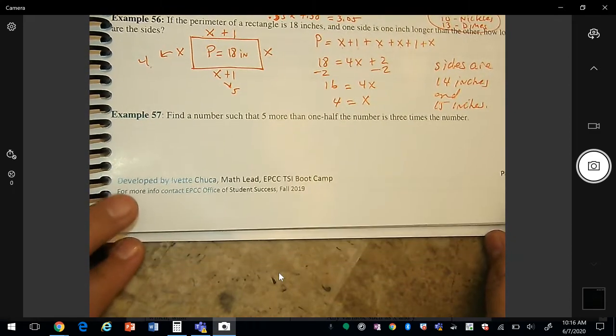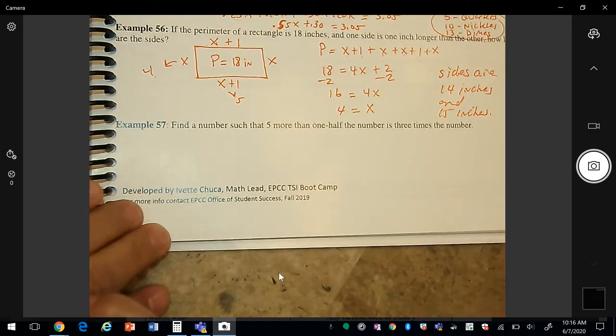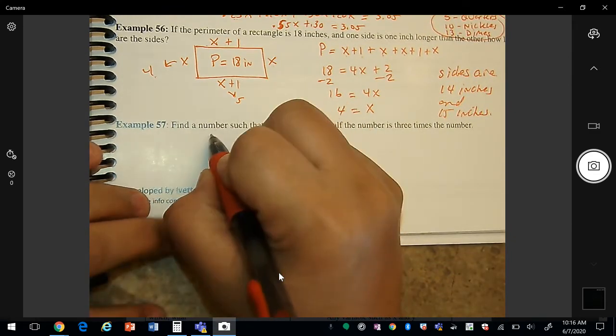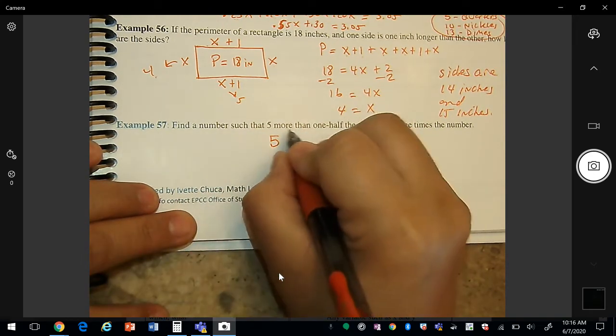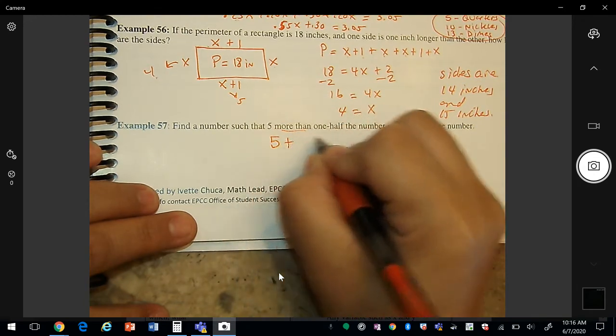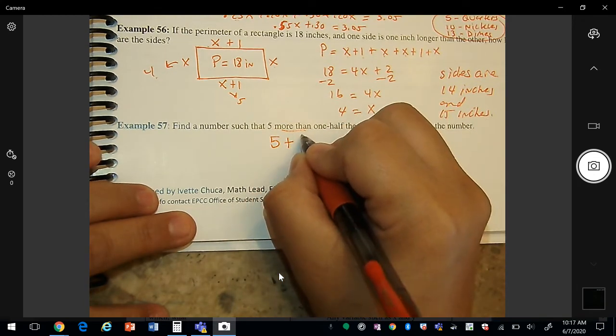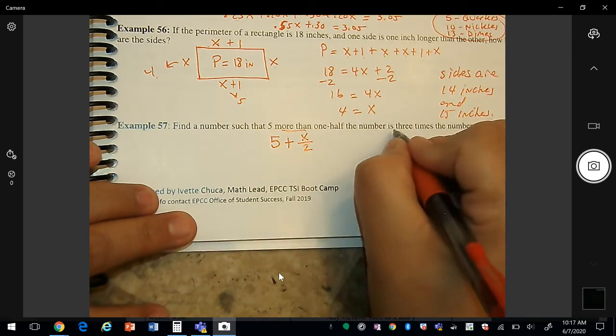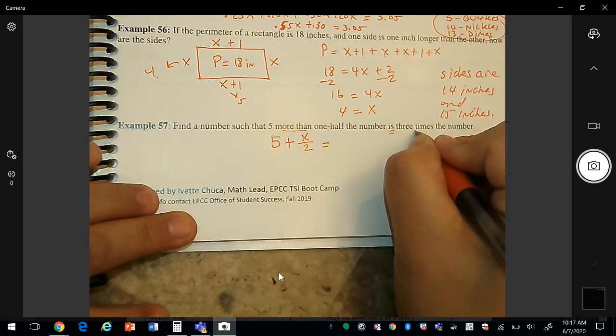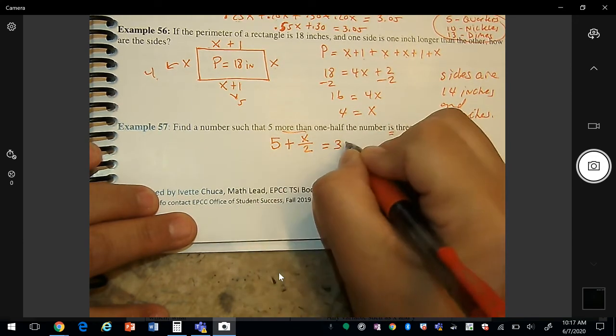Find a number such that 5 more than half the number is 3 times the number. So find a number that is 5. So I'm going to say 5 here. More than means to add half the number. So I'm going to take half of that number. I don't know the number, so I can call it x, and then I'm going to take half. Is represents an equal sign, 3 times the number. So my number is x.